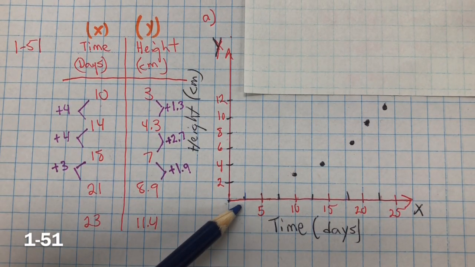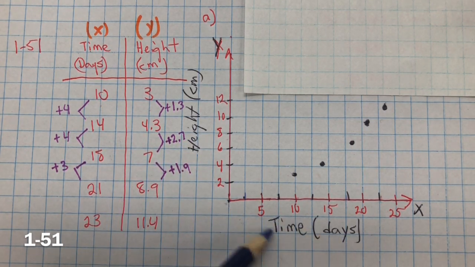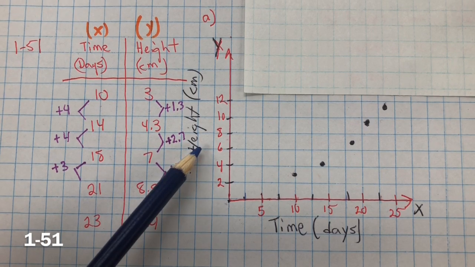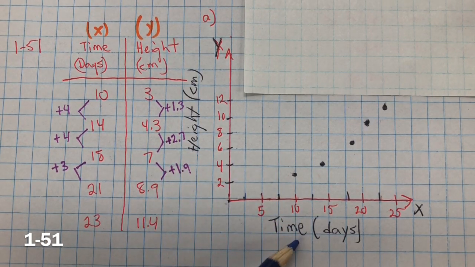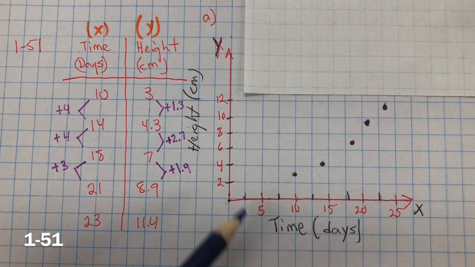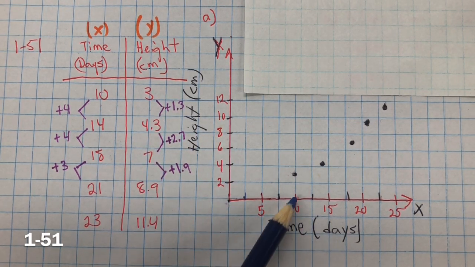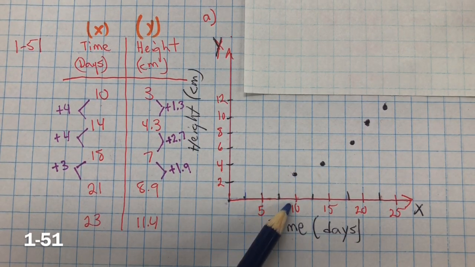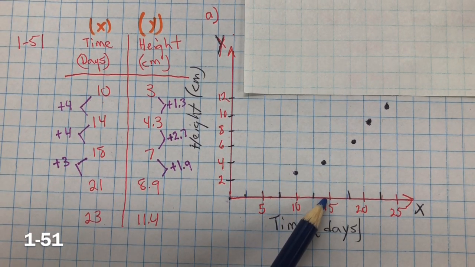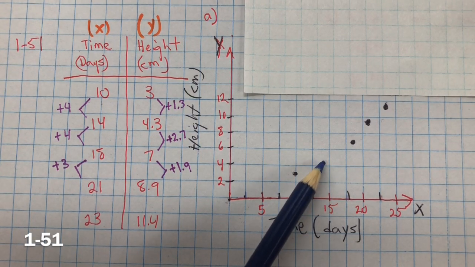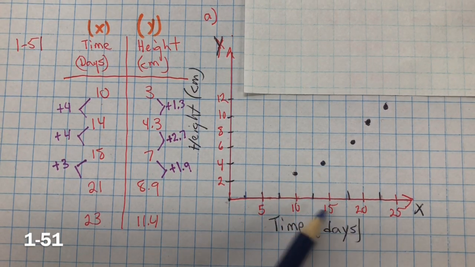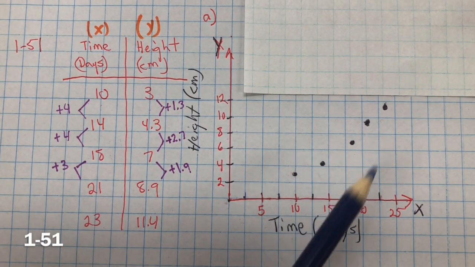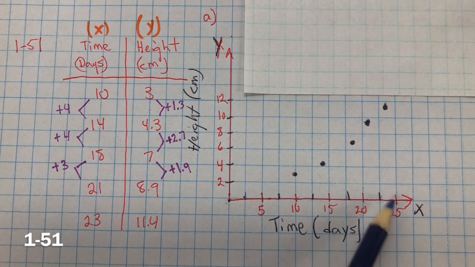Time and height. Time will always be the independent variable, and the height is the dependent variable. So the height depends on the amount of time the plant has been growing. For 10 days, we have a height of 3 centimeters. 14 days is approximately 4.3. And 18 days, 7 centimeters. And then we do 21 and 23 days.